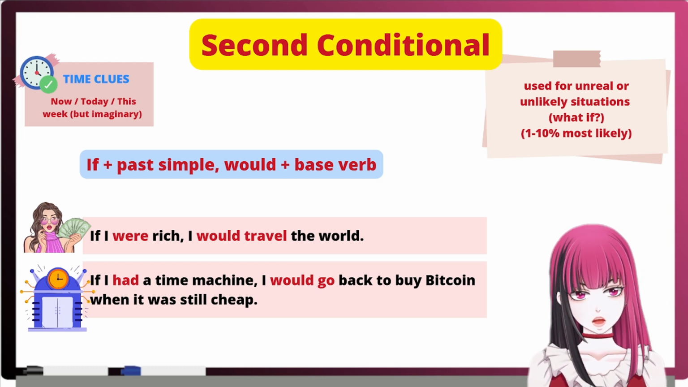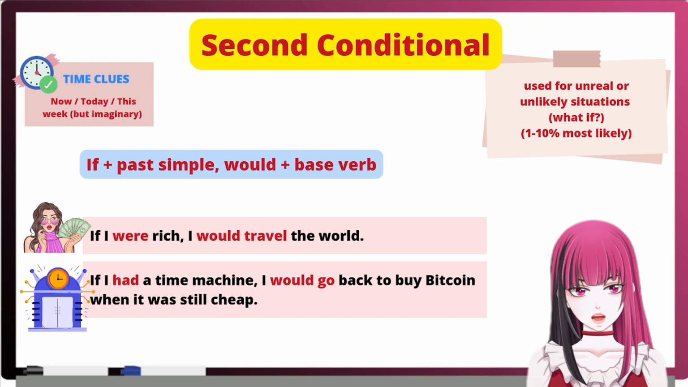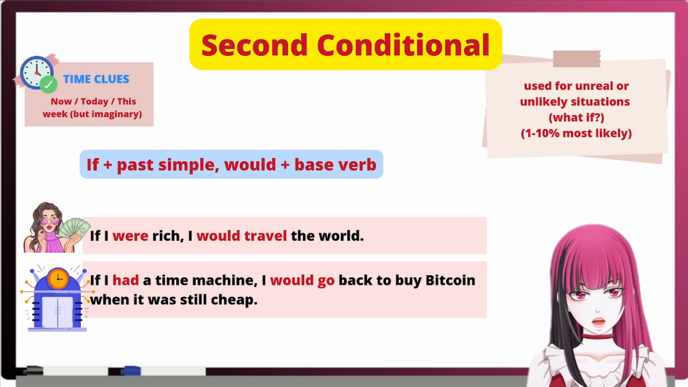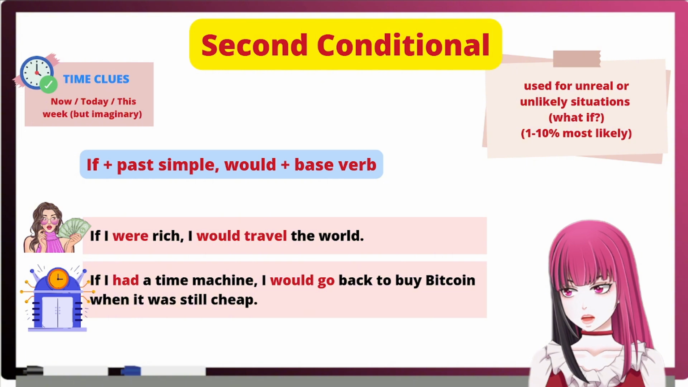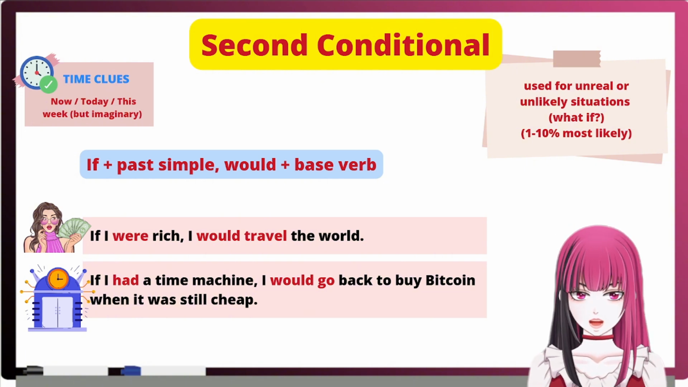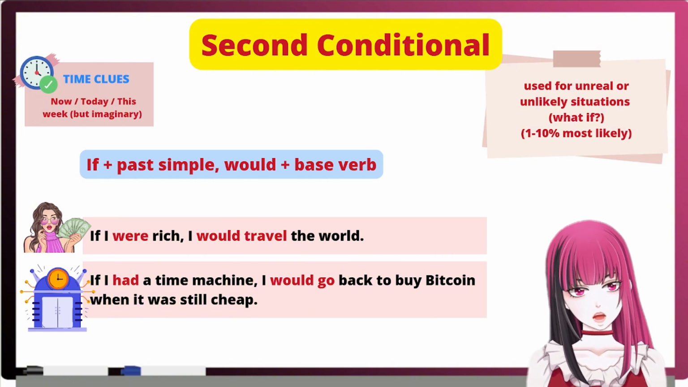If I had a time machine, I would go back to buy Bitcoin when it was still cheap. This is an unreal situation because there is no time machine. So remember that second conditionals are used for unlikely situations.